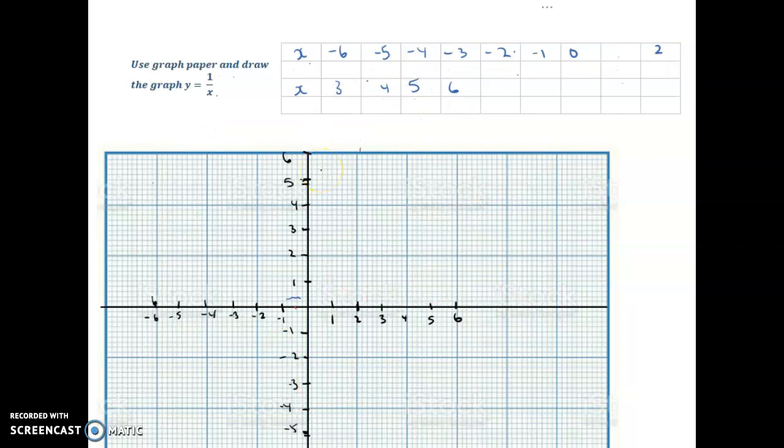So if I change it now, example 2, and I put a square here, y is now 1 on x squared. So that'll be 1 on minus 6 squared, which would be 1 on 36, 1 on 25, 1 on 16, 1 on 9, etc. And keep going. Sorry, this is supposed to be 4. Right, so now I want to plot these.